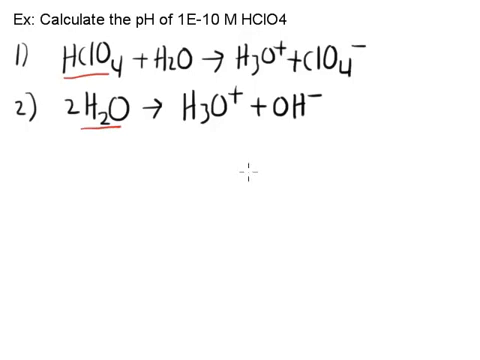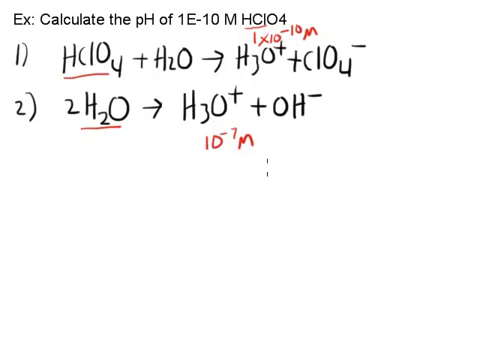In this example, it's a little bit trickier to figure out which one is important, or if both of them are. You can always use both of them if you're not sure. But in this case, we're going to get 1 times 10 to the negative 10th molar hydronium from our perchloric acid. From water, Kw is 10 to the negative 14th because each of these are 10 to the negative 7th molar: 10 to the negative 7th molar hydronium and 10 to the negative 7th molar hydroxide.